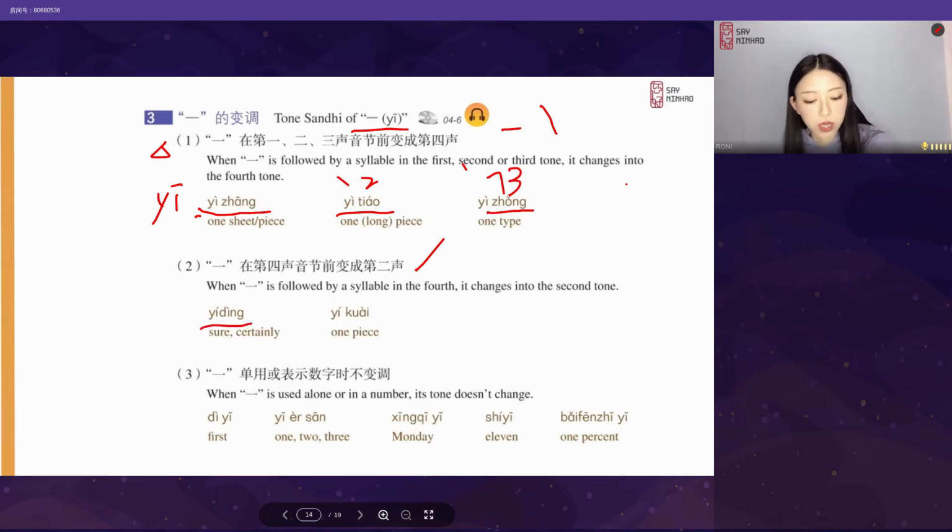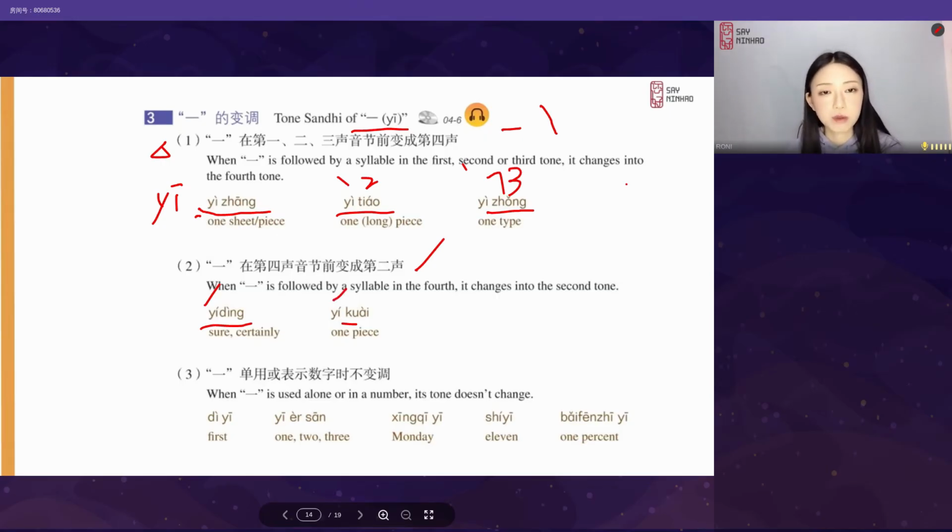Okay, and when it is before a fourth tone syllable, it will change to second tone. Okay? For example, first one, 一定. 定 is the fourth tone, so it changed into second tone. Next, 一块 means one piece. 块 is fourth tone, so it changed into second tone.